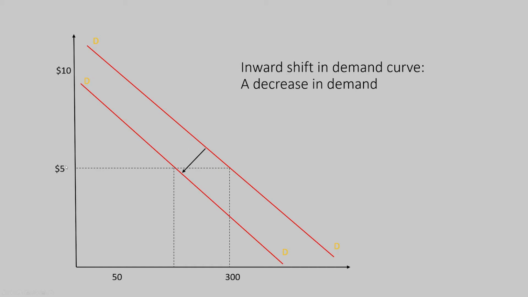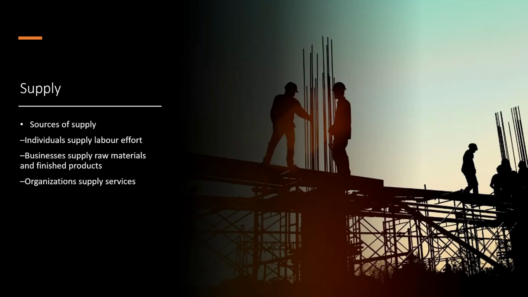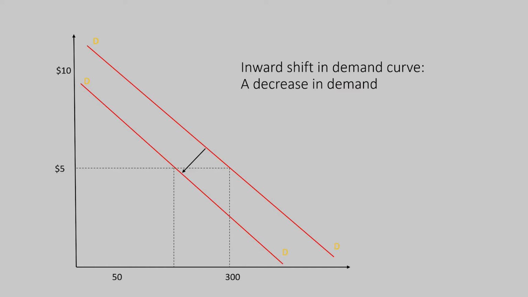Here, at $5, we used to have around 300 jars of coffee being demanded. But then we had a shift in the demand curve. So let's say that advertising campaign didn't come out for coffee, it came out for tea. People have moved away from coffee, they've gone to tea, and our demand has been reduced at any price. And so at $5, we now demand far less coffee than we did previously. Previously, we demanded all this coffee, and now we only demand this amount of coffee. So a big reduction in our demand for coffee. I hope now that's very clear for you.